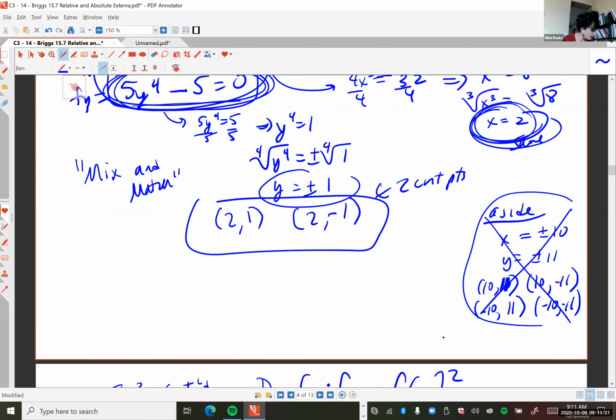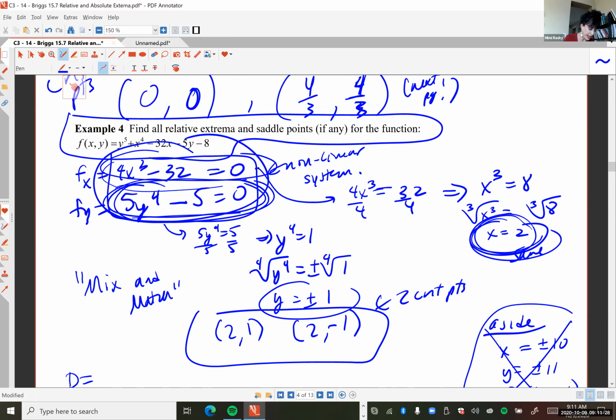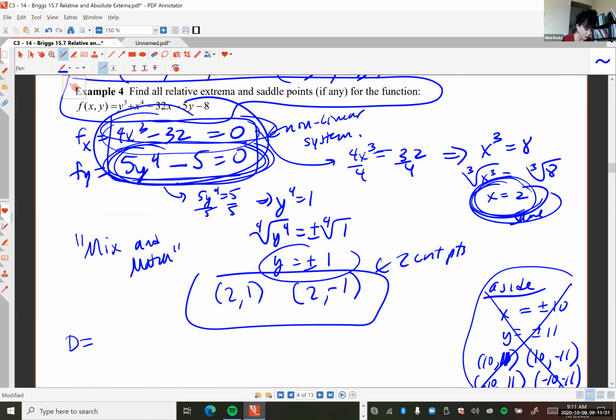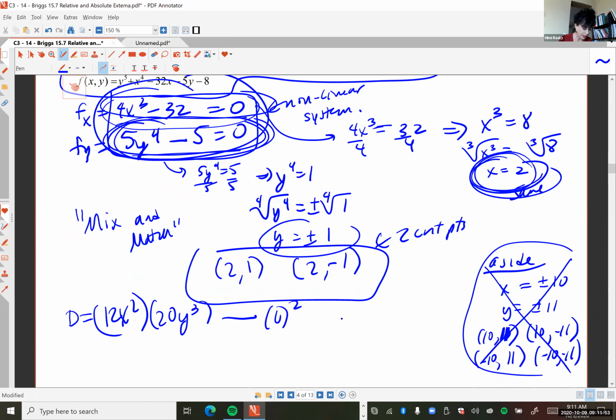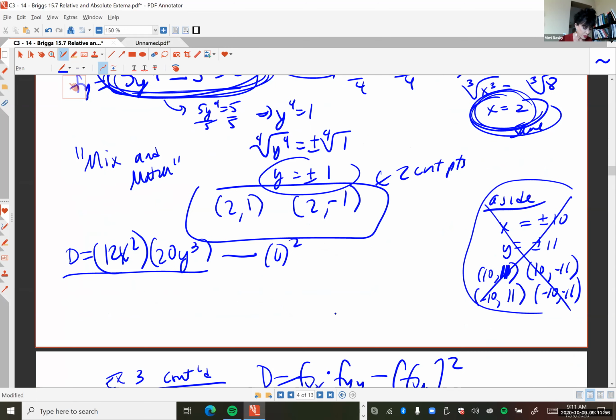Okay, so now I got to go get my D for this example. Oh dear. So what is fxx? If I go up here to fx and take the derivative of fx with respect to x, I'll get 12x squared. Then I'm going to multiply that by fyy, and if I look at fy and get the derivative of that with respect to y, I get 20y cubed, minus, and now I got to do fxy squared. Well, if I take the derivative of fx with respect to y, there's no y's in there. So that's going to be a big old 0. So 0 squared. So there's your D, and now you have to do your D test twice.